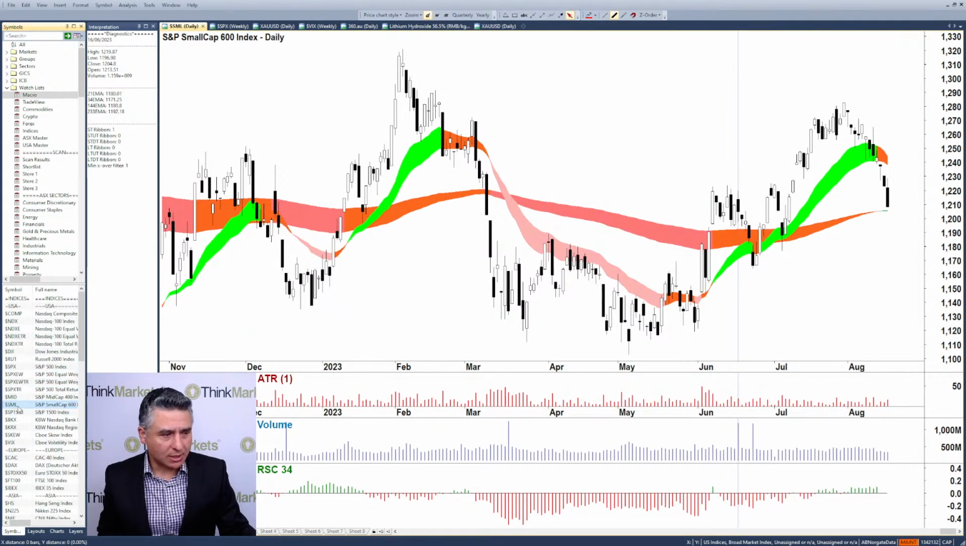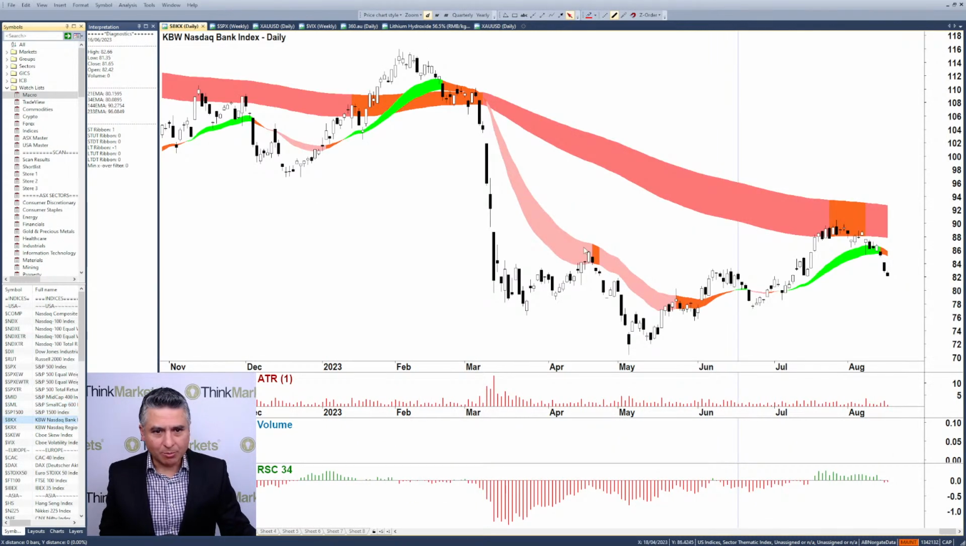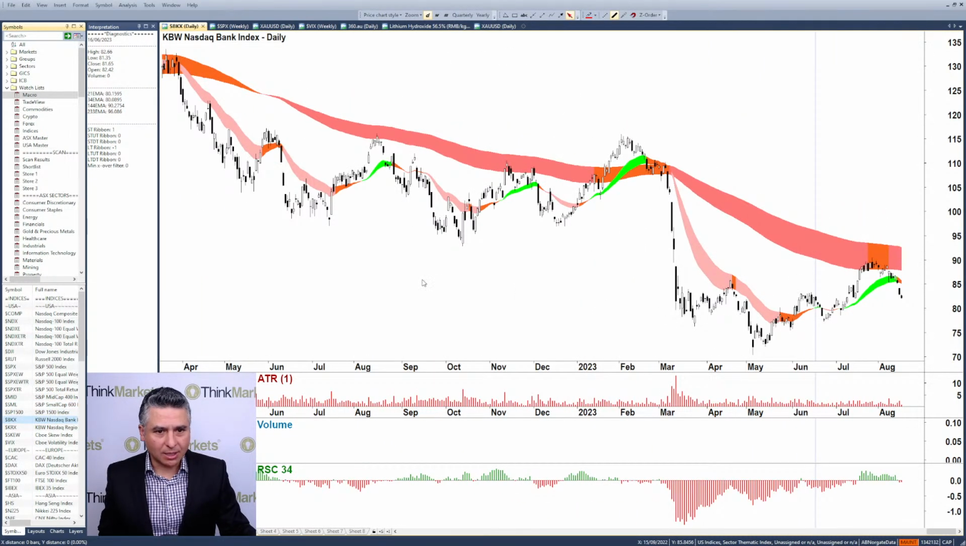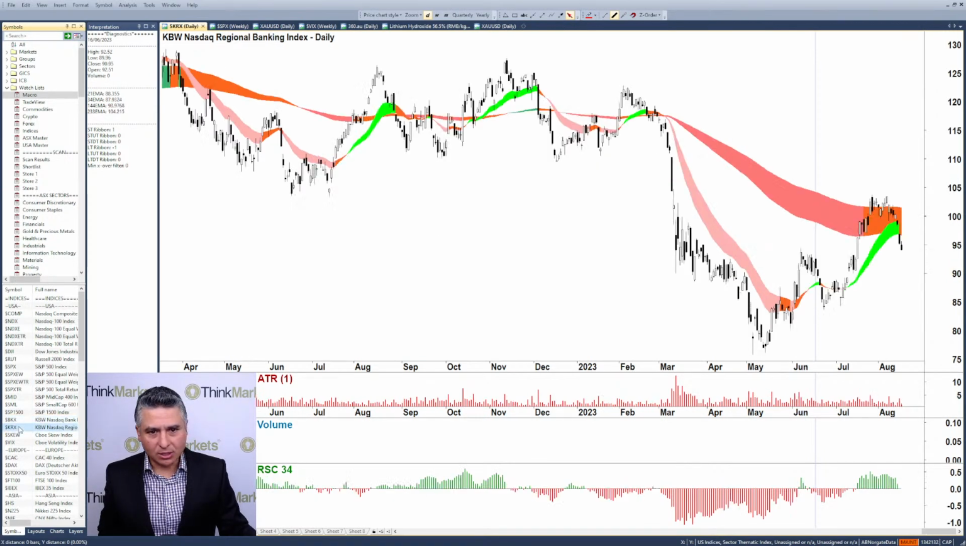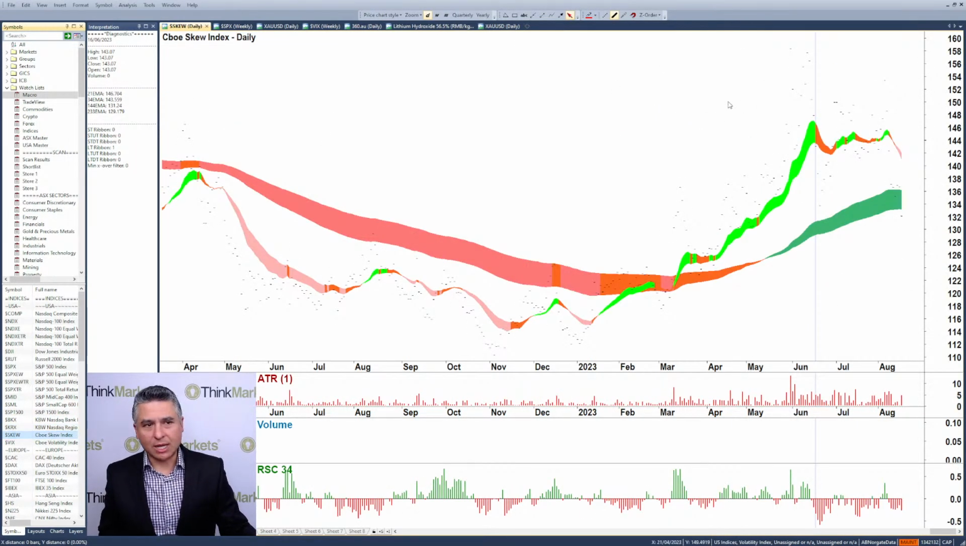If we look at the small cap index, a bit like the Russell, and then the banking sector there, that was a very hot space from March, that is starting to unwind again. So I don't have any good news for you. You could say that the fall in the SKEW is good news. I don't believe it is.